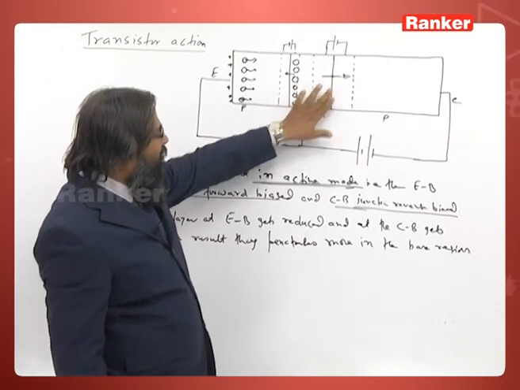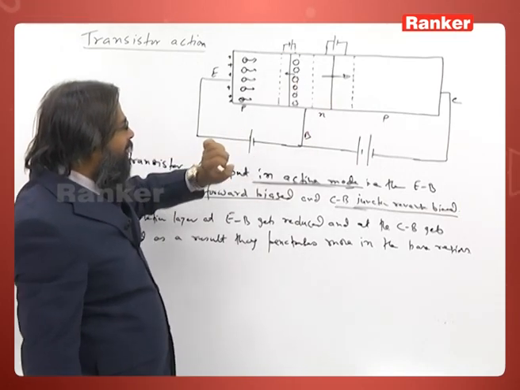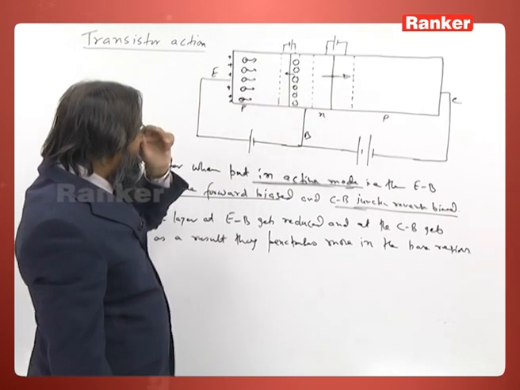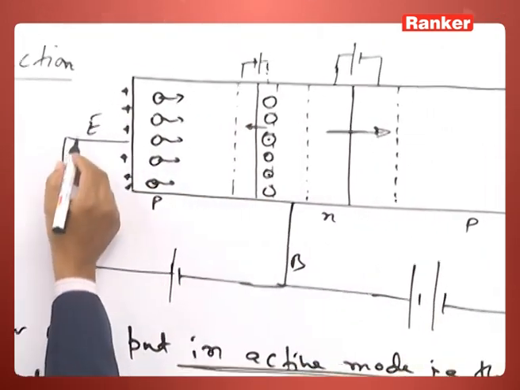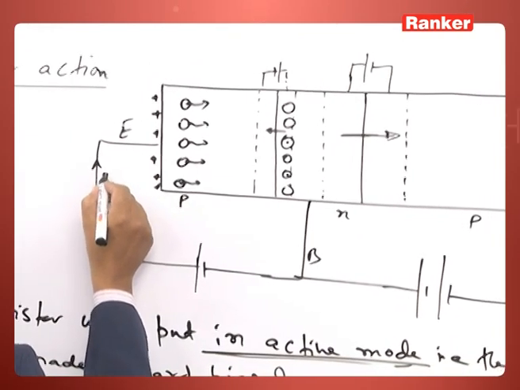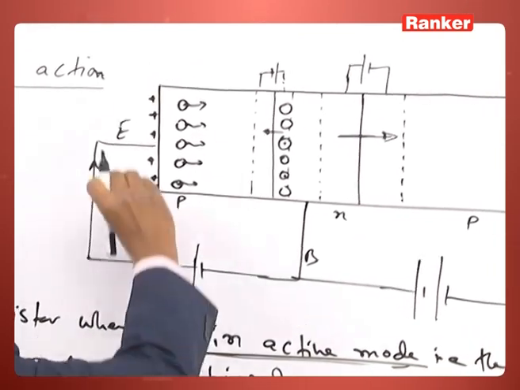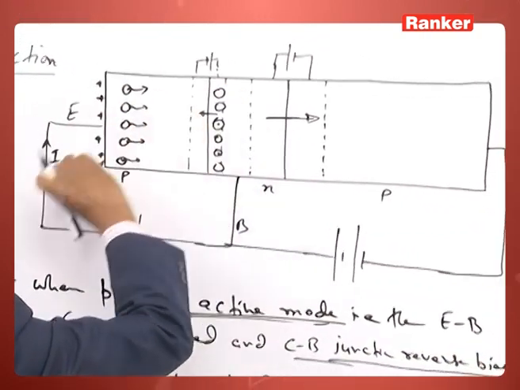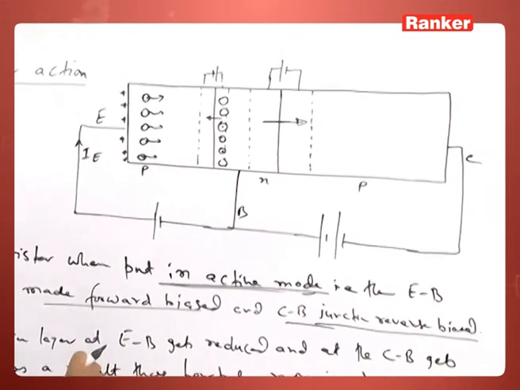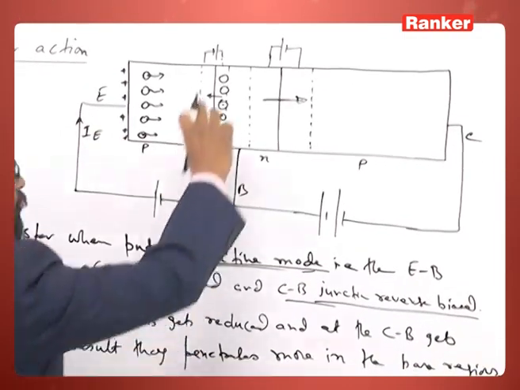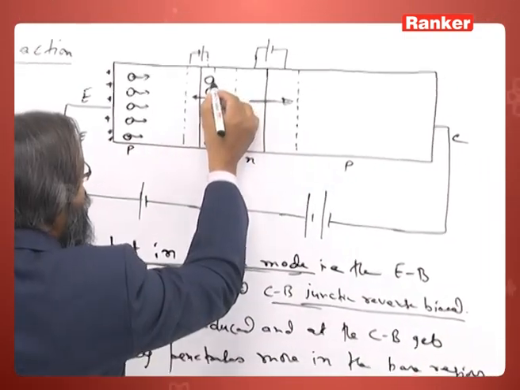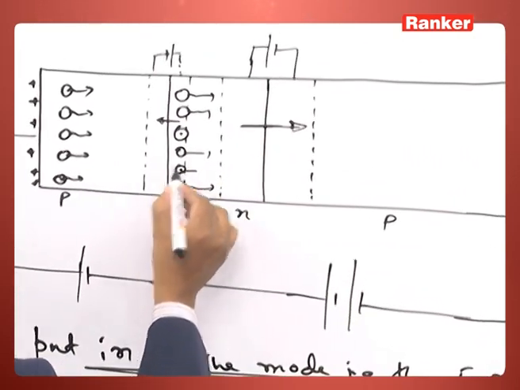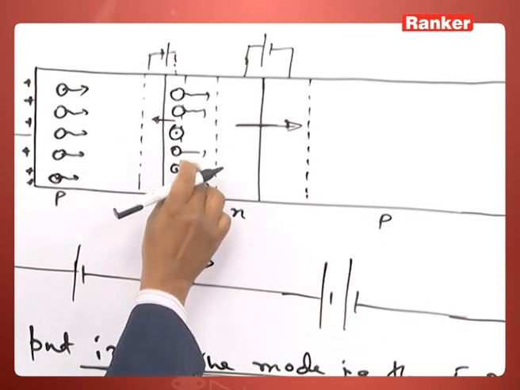Now, in this N type base which is lightly doped, some of these holes may combine with electrons. So, this electron is lost here, you see. So, the holes when they move constitute a current that is called I emitter. So, some holes go this way. The motion of these holes constitutes an emitter current.